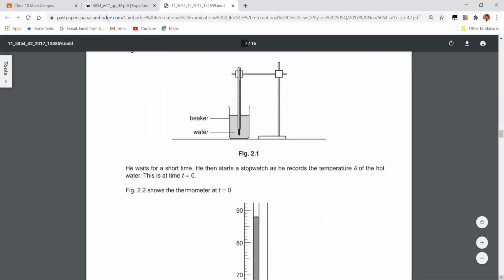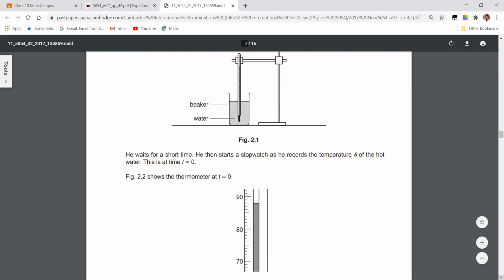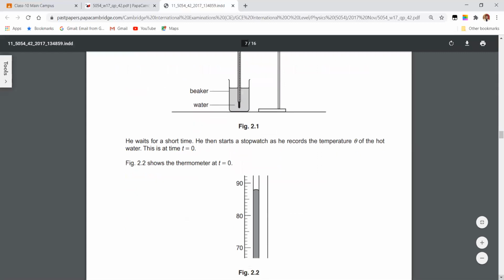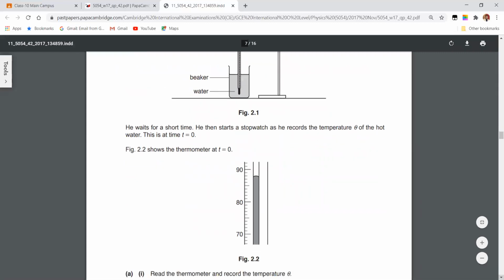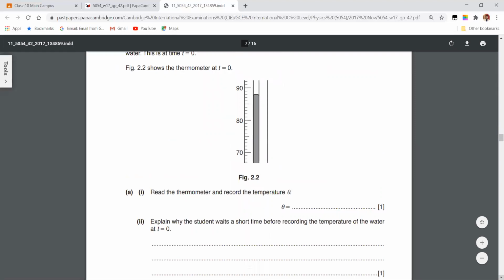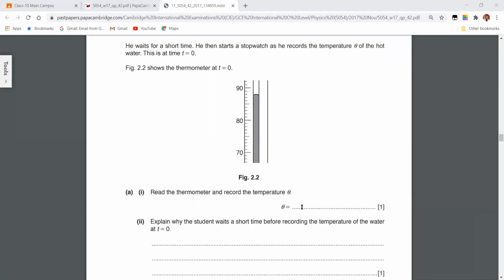He waits for a short time. He then starts a stopwatch as he records the temperature theta of the hot water. This is at time t equals 0. Figure 2.2 shows the thermometer at t equals 0. Record the temperature theta. It is 88.